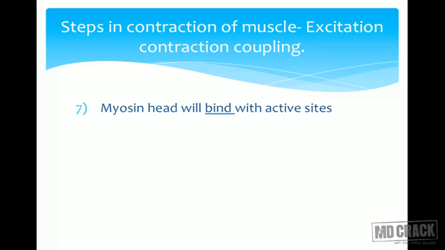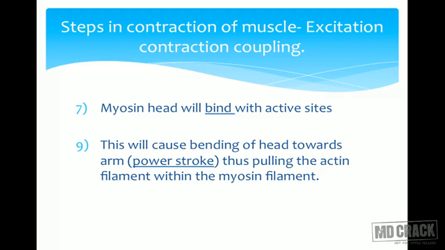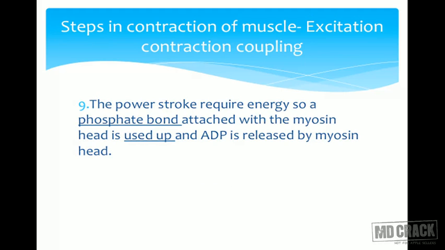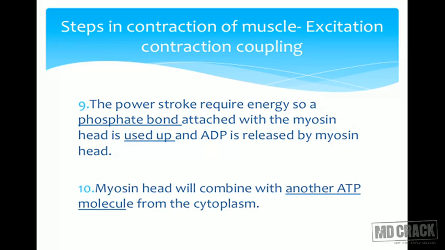Once these active sites are exposed, the myosin head, which has that combination of myosin head, ADP and phosphate, will immediately combine with the active site. Because of that, what will happen now? The power stroke will take place. So the bending will take place, the actin filaments will be drawn medially, and ultimately what will happen? The phosphate bond will be used up and the ADP will be released in the cytoplasm. Because of that, what will happen now?